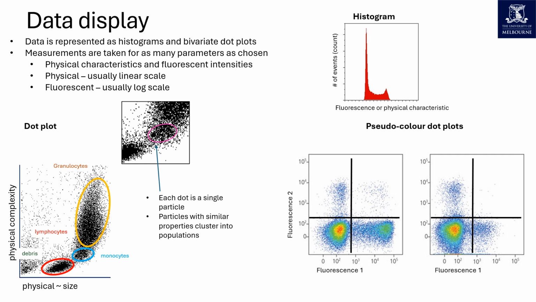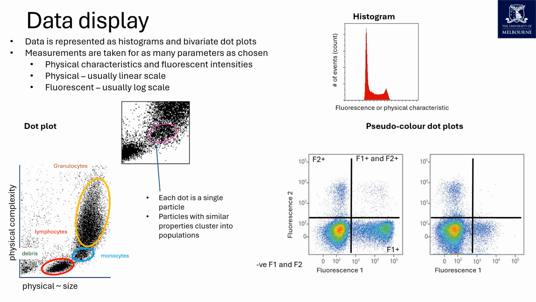In this plot, we are measuring the intensities of two fluorescence measurements, with the quadrants indicating the boundaries of presence or absence of fluorescence. In the bottom left quadrant, particles are negative for both fluorescence 1 and fluorescence 2. Particles in the bottom right are positive for just fluorescence 1, and particles in the upper left are positive for just fluorescence 2. Particles in the upper right are positive for both fluorescence 1 and 2.